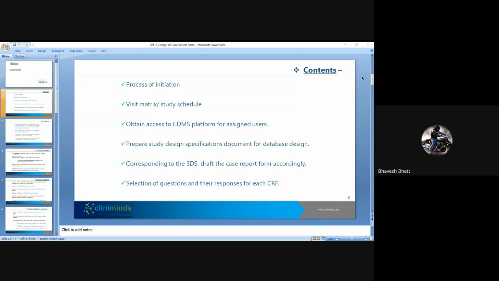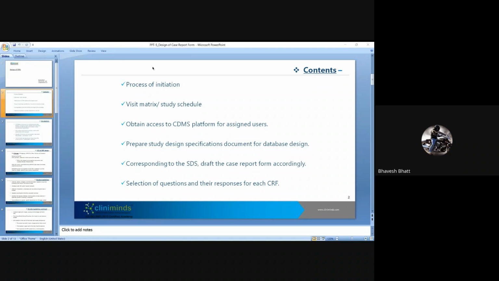while we are developing the CRFs, we are certainly going to need a CDMS platform, which is going to be the front end of our CRFs, and thereby for all the assigned users, let's say DM, the CRAs, and other users, we are going to be needing the access. So next step would be obtaining access.